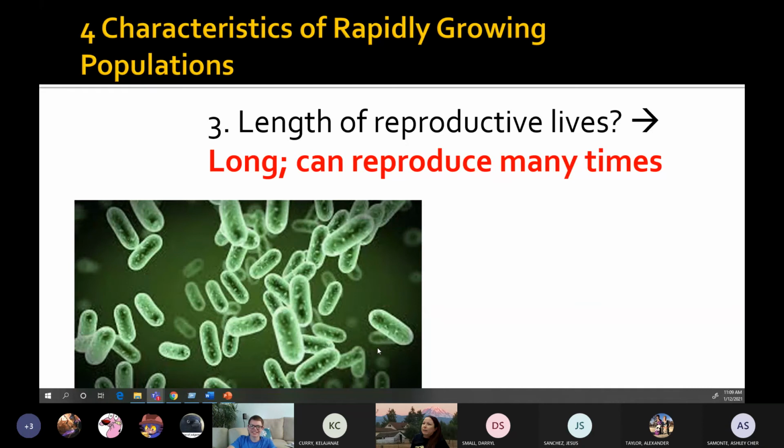Another characteristic of speedy populations is the length of their reproductive lives, so that they can have babies more than once or twice. So they can get as many reproduction cycles in as possible.